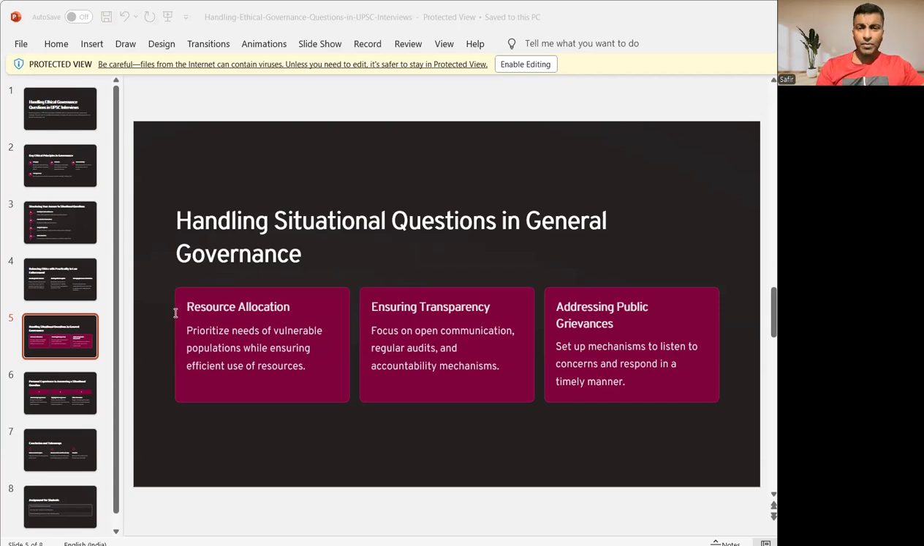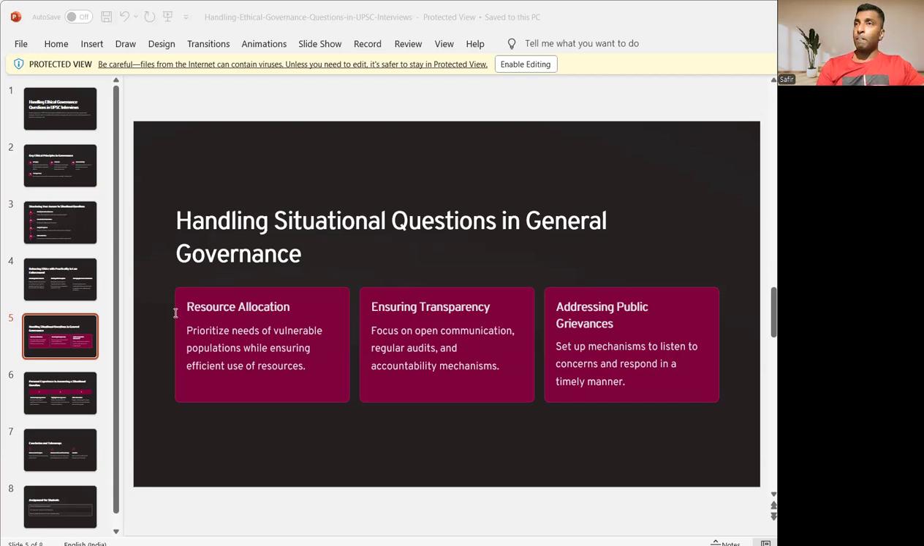At the same time, you will also ensure transparency in the decision-making process by engaging with all stakeholders and making the criteria for resource distribution public. That's something which you need to do. So you are ensuring transparency in that way.